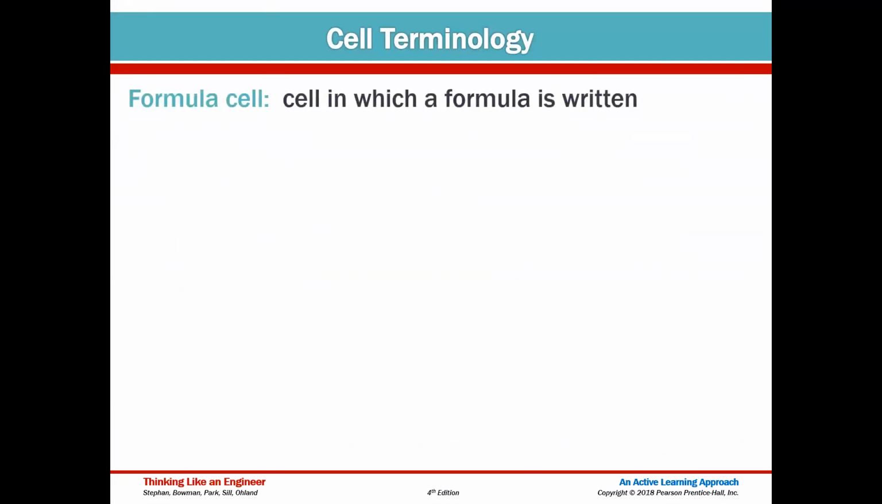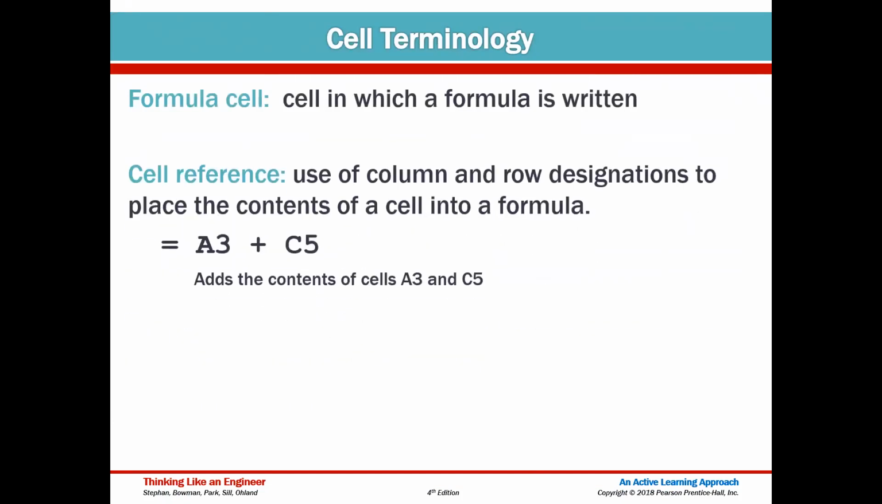Your formula cell is really that cell in which a formula is written, and I'll get into demonstrating this with our Excel demo file in a little bit. Your cell reference is the use of a column and row, like A3 or C5 or D4, to designate the contents of a cell into a formula. In this case, our formula A3 plus C5 is saying that we want to add the contents of cells A3 and C5 together based on what cell this formula is in.